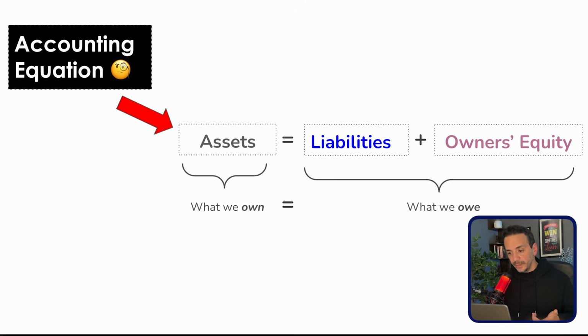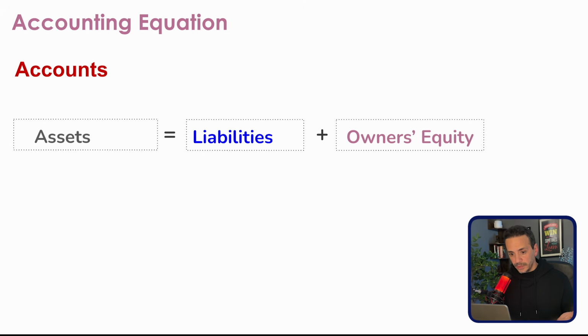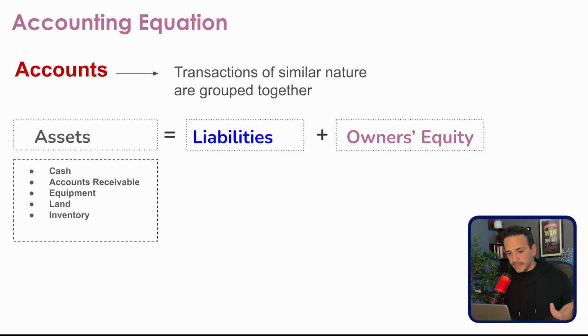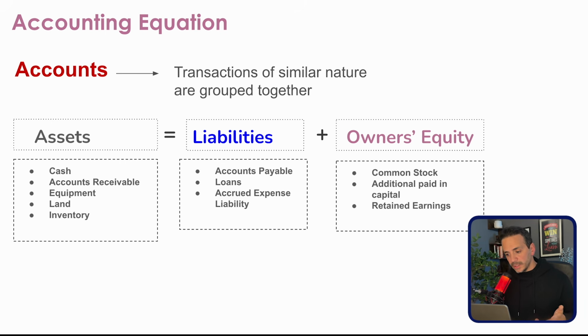What do we owe? Liabilities. We owe that to third parties. We owe equity to the owners of the company. So that is the accounting equation, and we record that in the form of accounts. Transactions of similar nature are grouped together. For example, for assets, we have cash, accounts receivable, equipment, and so on. Liabilities, we have accounts payable, loans, accrued expenses. Owner's equity, we have common stock, additional paid in capital, and retained earnings.